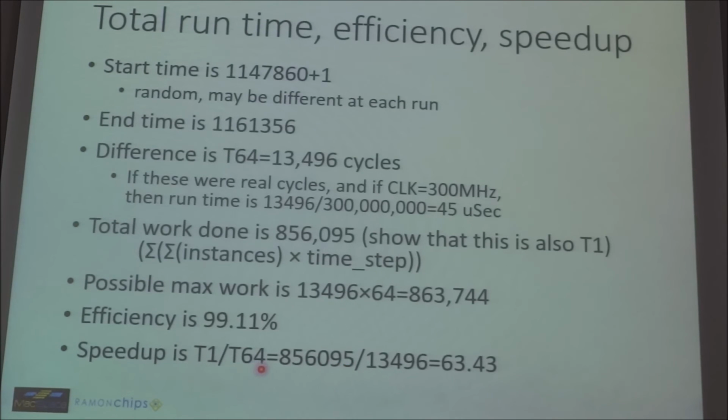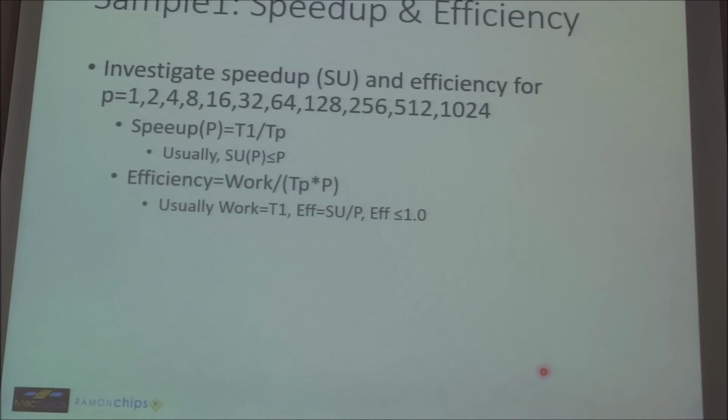Divided by the speed up for 64 processors, that is, divided by the time it actually took on 64 cores. This number is 13,496. So if I divide one by the other, I get 63.43. This is a very good return on investment. I use 64 cores, and I run it 63.43 times faster than on a single processor. And we will show programs where this is not the case. It's very hard to achieve.